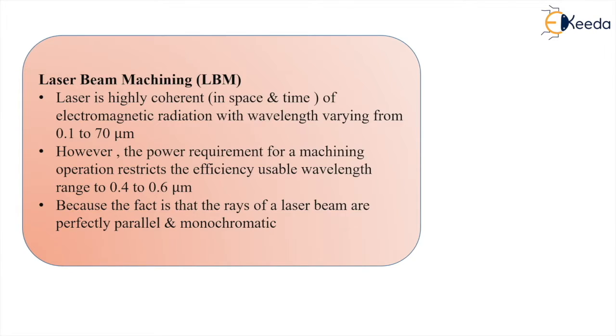This is because the rays of laser beams are perfectly parallel and monochromatic, which can be focused to a very small diameter and produce power densities up to 10 to the power 7 watt per mm square. Why only this 0.4 to 0.6 micron range out of 0.1 to 70 microns? Because in this range we can focus the laser beams to very small diameters, and they are perfectly parallel and monochromatic. That is the reason.